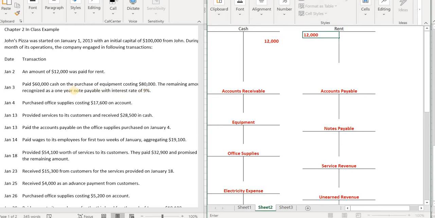Okay, so $60,000 in cash is going to go out, so we're going to reduce cash for $60,000. We're going to get equipment worth $80,000, and we're going to have a note for the difference between the $60,000 and the $80,000. So take a minute and fill that in. Okay, let's see how you did. I got equipment worth $80,000.